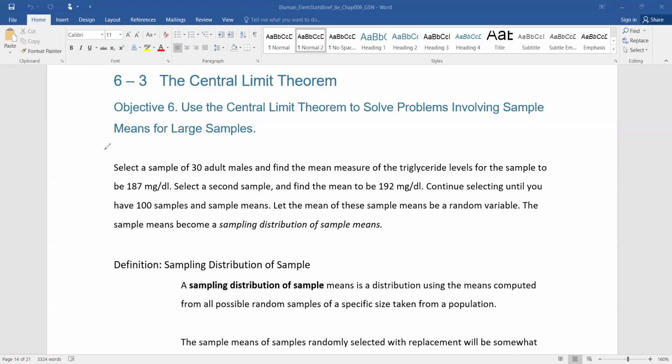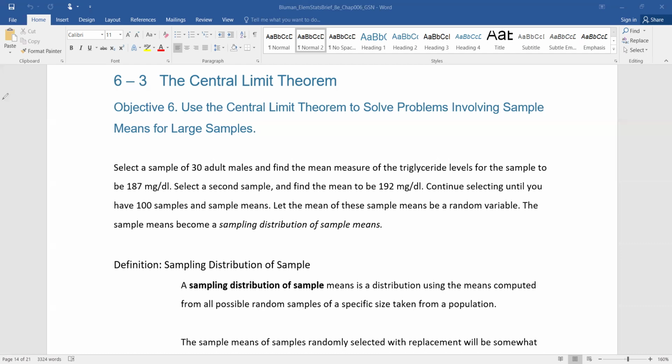Alrighty, this will be talking about 6.3, the central limit theorem. This will be the last part of chapter 6. I'm not going to go over 6.4. But in 6.3, central limit theorem, a very important theorem here in statistics, and it's going to go into our sixth objective, which is using the central limit theorem to solve problems involving sample means and large samples.